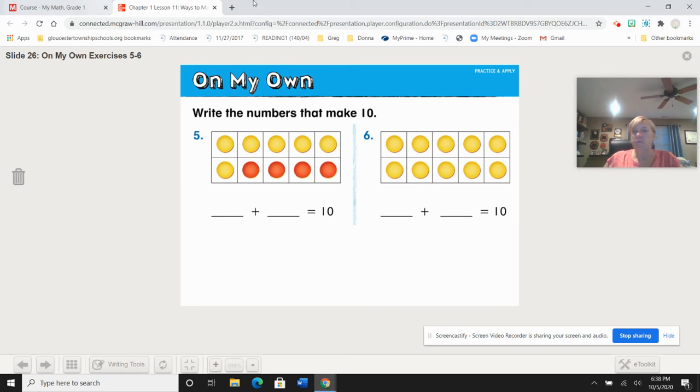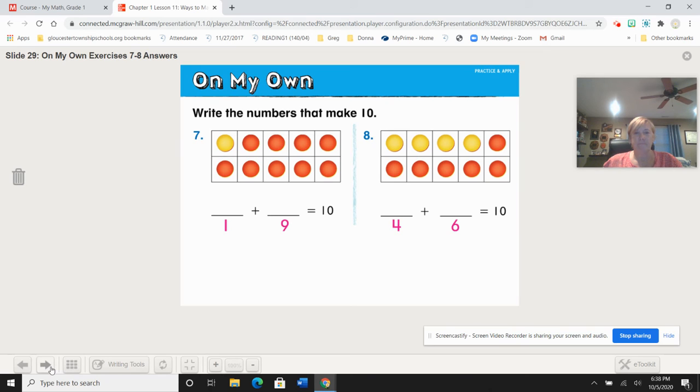All right, on your own, you will be completing these math sentences. Pause and come back and check. Okay, good job. Notice that. Look at that. Yeah. That's how you show 0. That's right. All one color. Pause and figure it out. There you go.